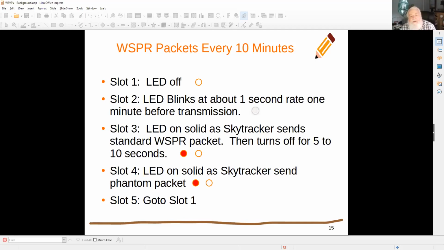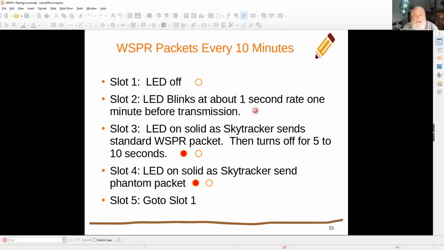It was in slot 3 for a full 2 minutes here, and then in slot 4 the LED comes back on again, and it sends the phantom packet or the illegal packet or whatever you want to call it, and we'll see how you can decode that in the next few slides here. Then it goes off, and so that means now the complete packet has been sent here.